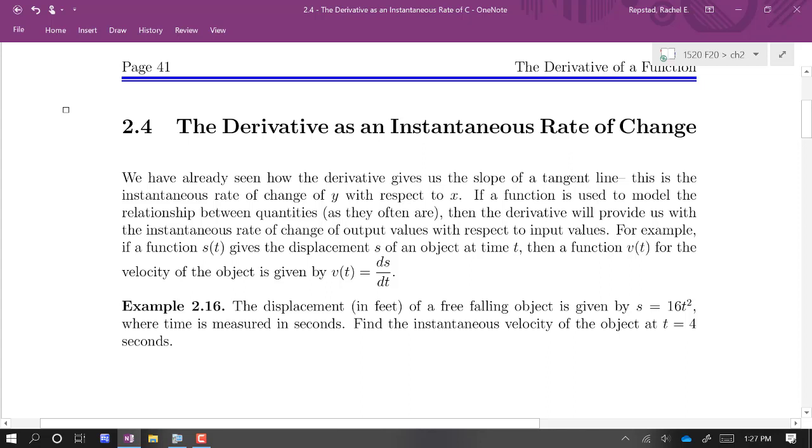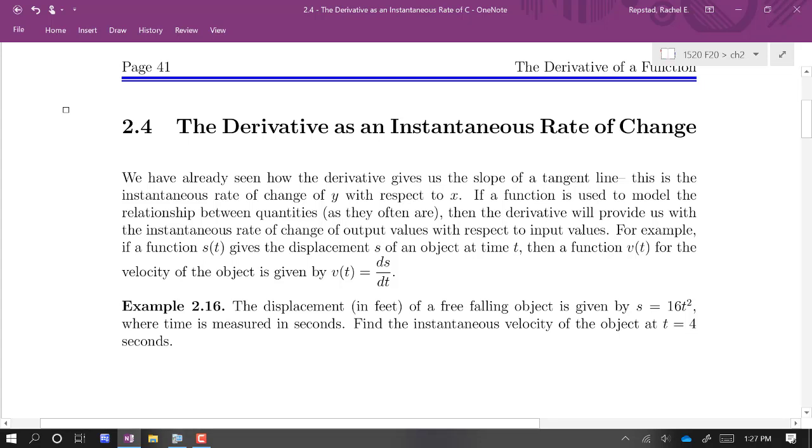All right, now we're going to take a look at a way to think about the derivative, really an applied way to think about the derivative. And it really gets down to how we define the derivative at first. Our motivating question for finding the derivative was to be able to find the slope of a tangent line.